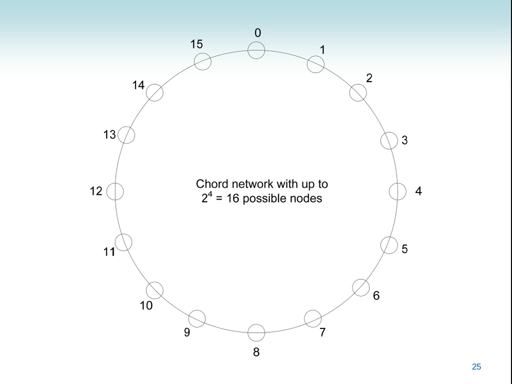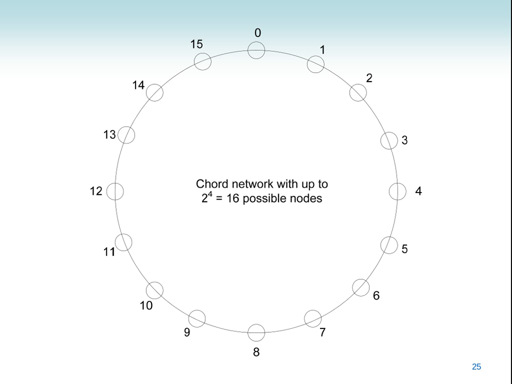A maximum of 16 nodes are allowed in our network, and a maximum of 16 possible files can be shared in this network, no more. Because every file needs a unique ID or a unique hash value, and every node needs a unique ID, a unique hash value. So we have 16 possible nodes. This just illustrates node 0 through to 15.